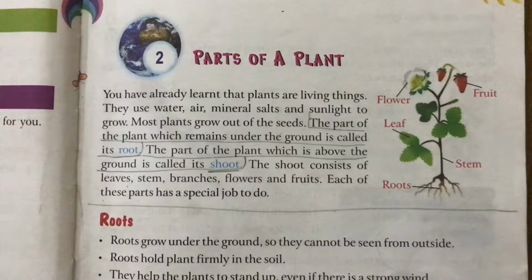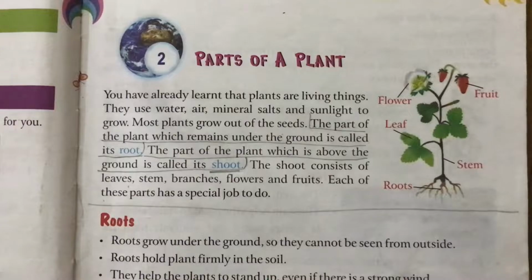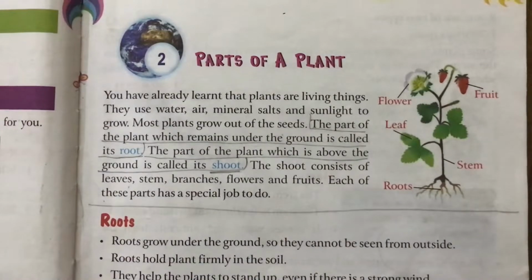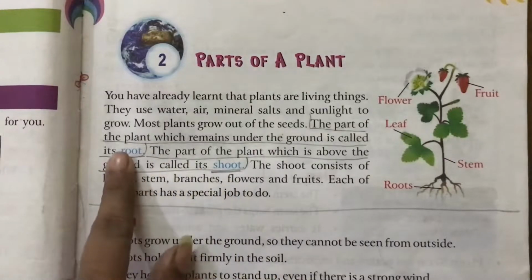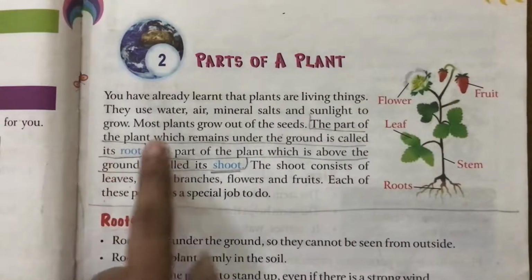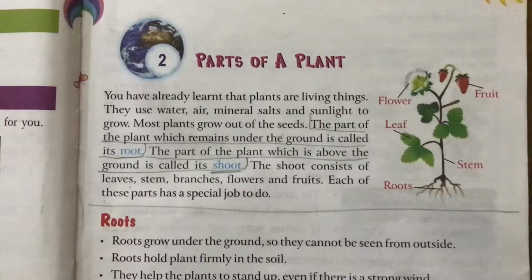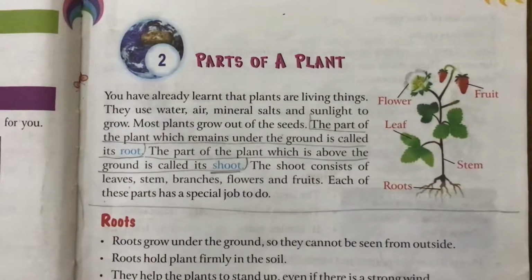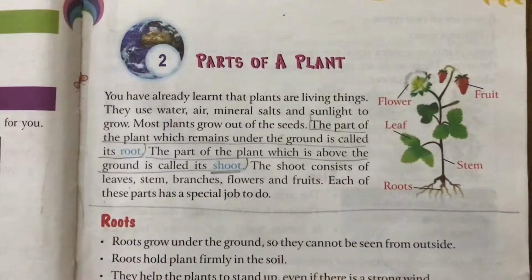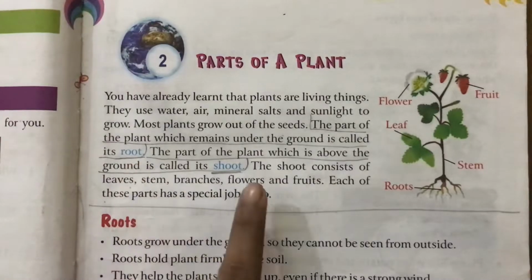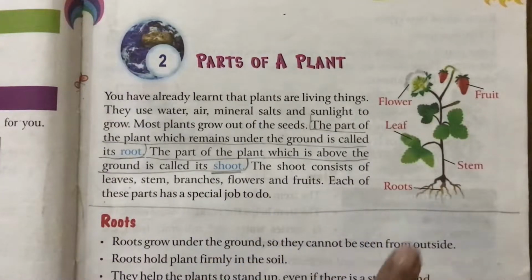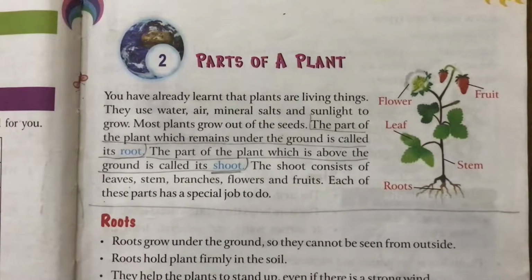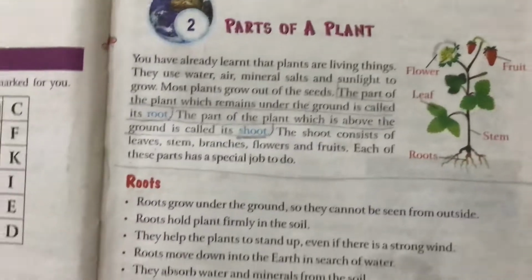In the previous video, we have studied that the body of a plant is mainly divided into two parts, that is the root and the shoot. Root is the part of the plant that remains under the ground, whereas shoot is a part of the plant that is above the ground. We cannot see roots, children, but we can see shoot. And flower, fruit, leaf, stem and roots are the main parts of a plant. Now we'll move further, children. We will study about roots.